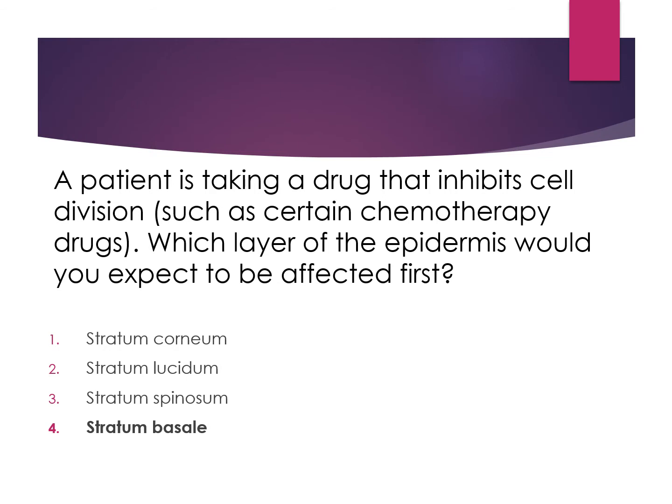The stratum basale is the correct answer here. Remember, the stratum basale is where keratinocytes are actively dividing at a rapid pace. So this is where we would expect chemotherapy drugs to have the greatest and the fastest effect.